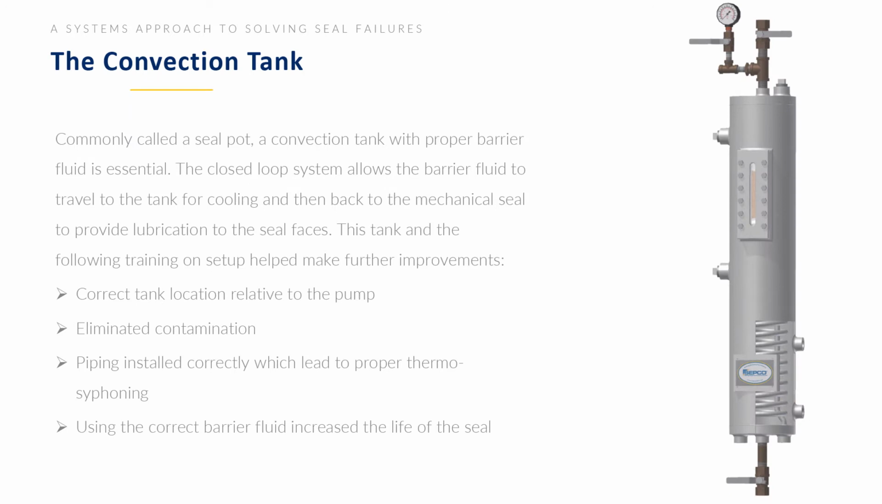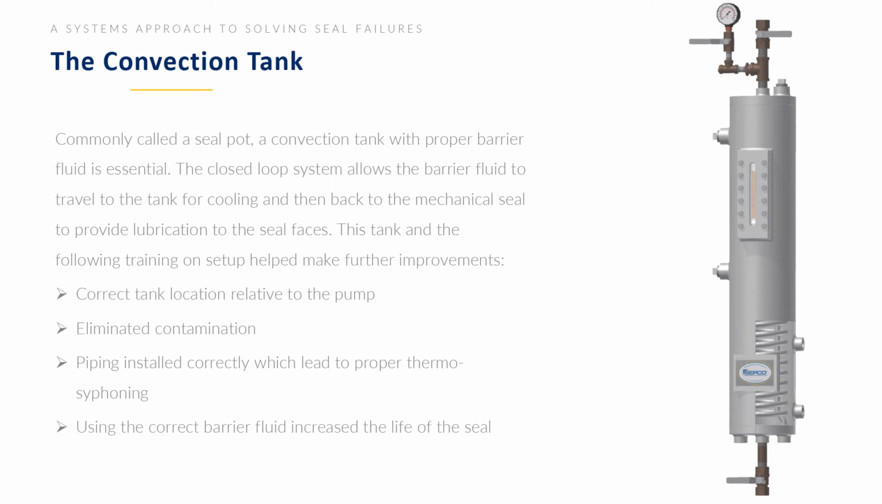Next, we looked at the convection tank or the seal pot. The seal pot that was in there, after many failures, had a lot of contamination build up in it. So just going in and cleaning that out with hot water or something, which is what they were trying to do, was not breaking down the stuff that was building up inside the seal pot. So they tried to steam it and still couldn't get it all out of there. So we just went in with a brand new seal pot.